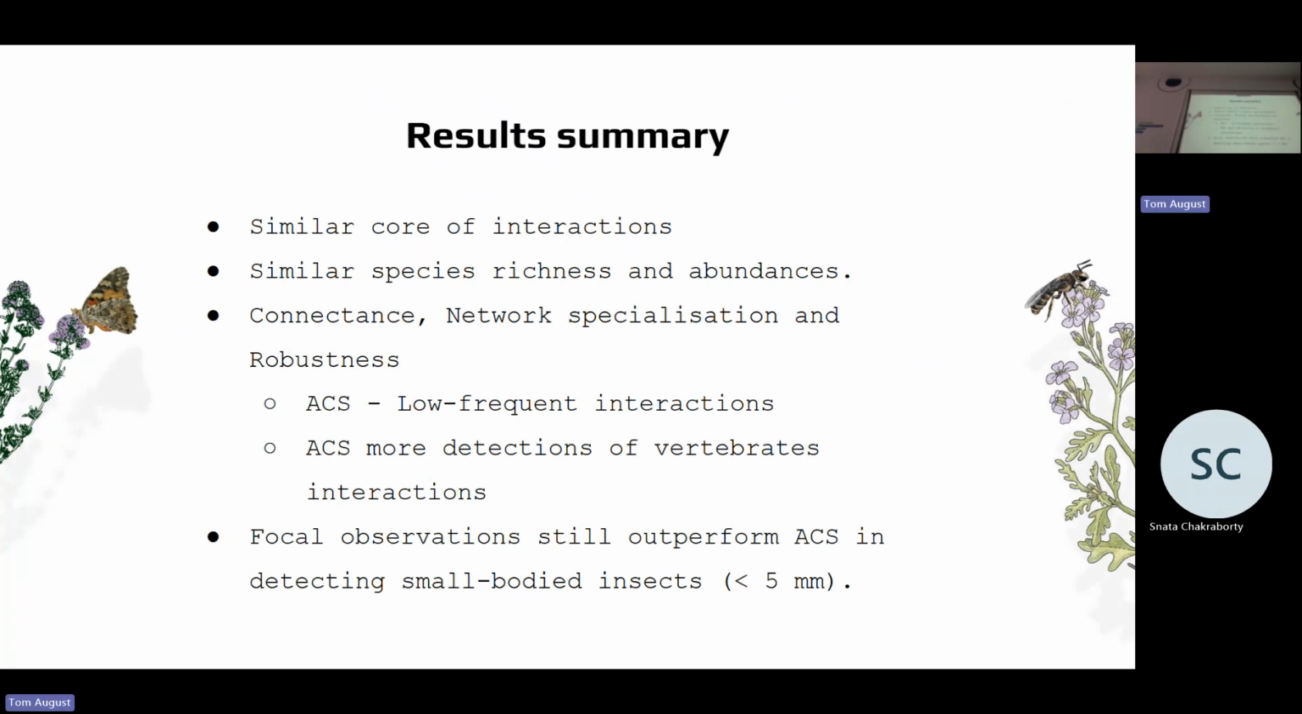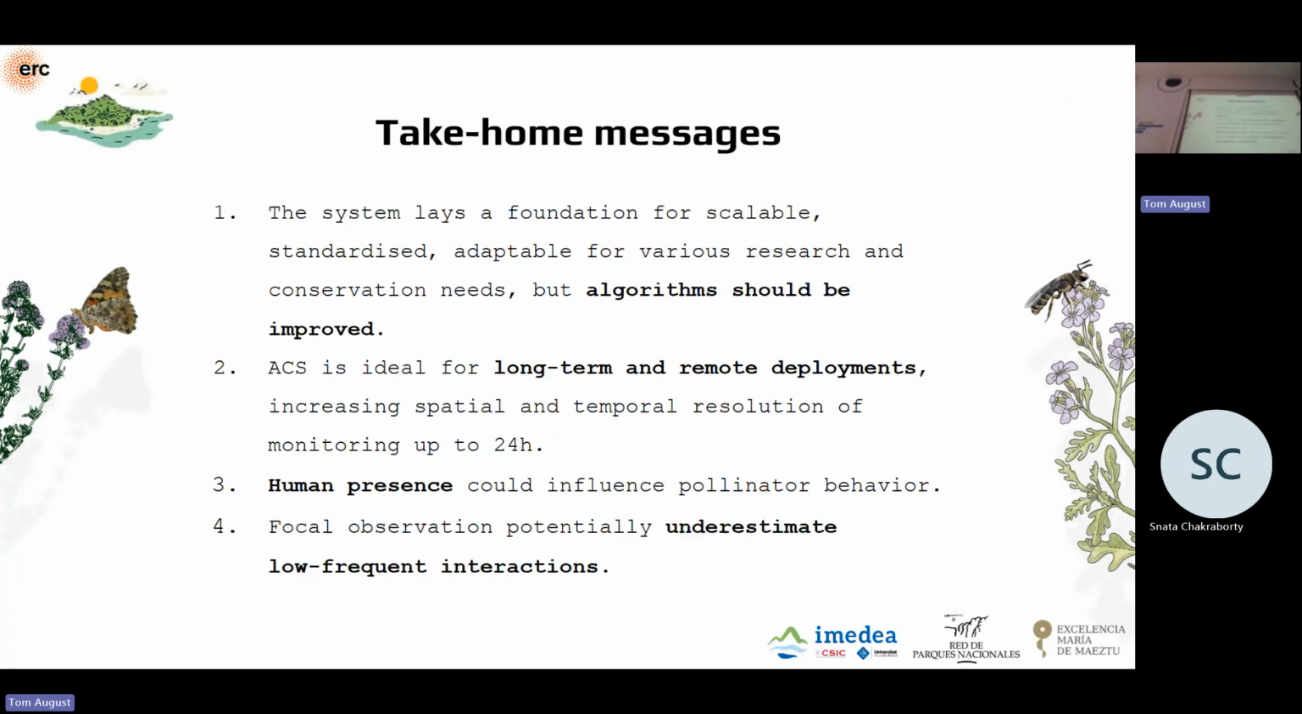Well, the result summary is we had a similar core of interactions, similar species richness, similar abundance, and some differences. We hypothesized that we were not going to have those differences, but we have them in the network metrics. And the focal observations still outperform in detecting small-bodied insects, highlighting an area for future refinement. And as a take-home message, this algorithm should be improved, and there is a lot of work that can be done.